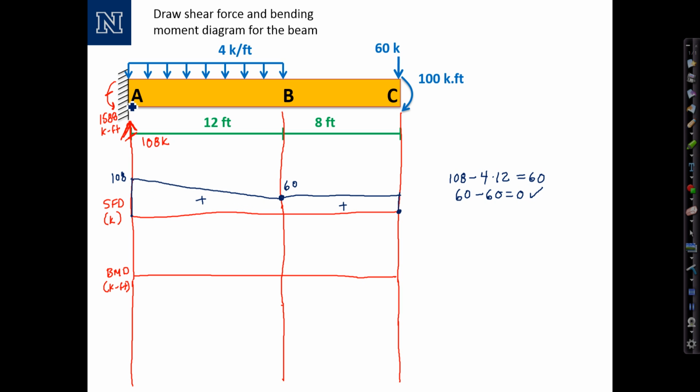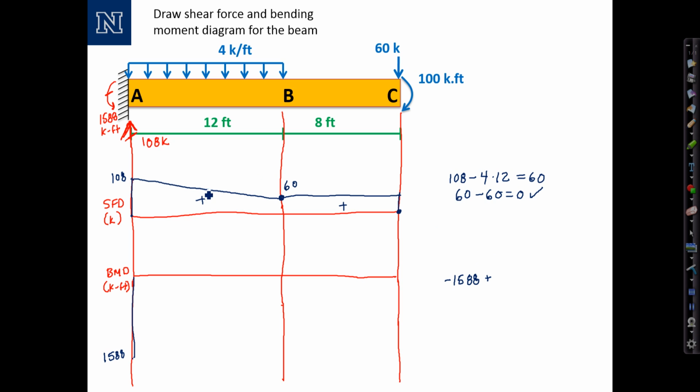Now for the bending moment diagram, we start out at point A. Since we have a concentrated moment acting in the counterclockwise direction, the bending moment diagram jumps down by that amount, by 1588. Now from A to B, the shear force diagram is linear, so the bending moment diagram is going to be quadratic. Shear force is positive, so bending moment will increase, and we can calculate the value at point B by taking the value at point A, negative 1588, plus the area under the shear force diagram.